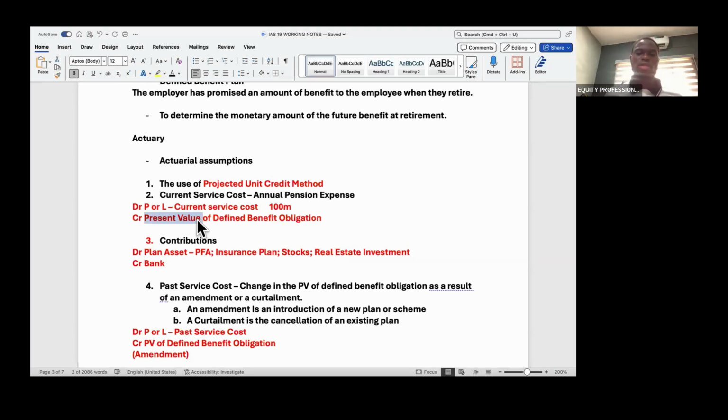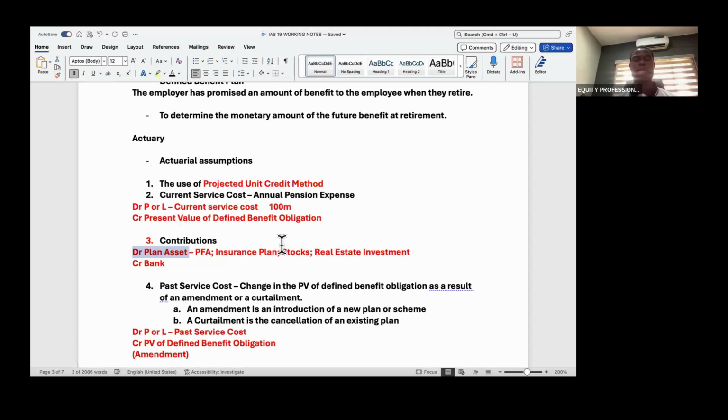In addition to current service cost, you also find contributions. The actuary will work out how much you need to contribute every year or every month, to ensure you're able to pay that benefit when the employee retires. The way we account for whatever figure it gives us is we debit plan assets and credit bank, because the contribution will be made into a plan asset, which could be a PFA, an insurance plan, stocks, or real estate investment. Whatever it is, we credit bank, because we actually pay it.